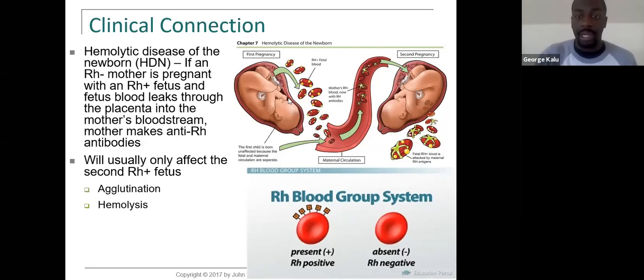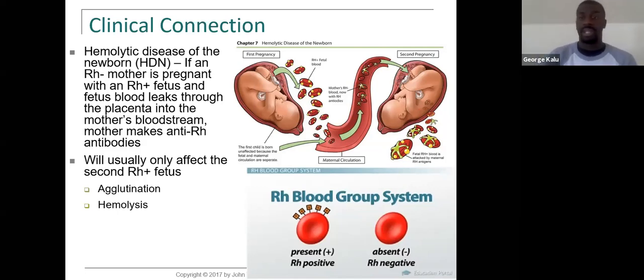So if that blood ends up leaking from a second pregnancy, from a second Rh positive baby, she's going to start producing antibodies that are then going to target this particular baby. Again, this usually doesn't affect the first one, but it usually will affect second and subsequent pregnancies with Rh positive babies. So you end up getting agglutination as well as hemolysis, or rupturing of the blood of the baby. There is a treatment for this.